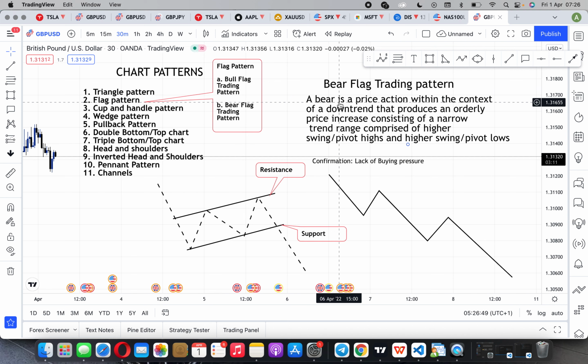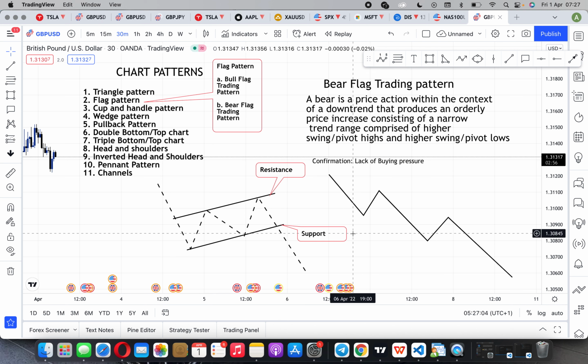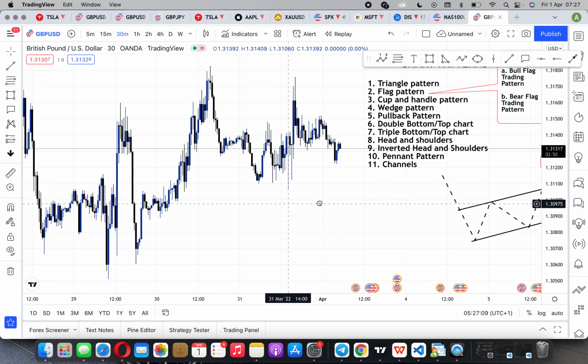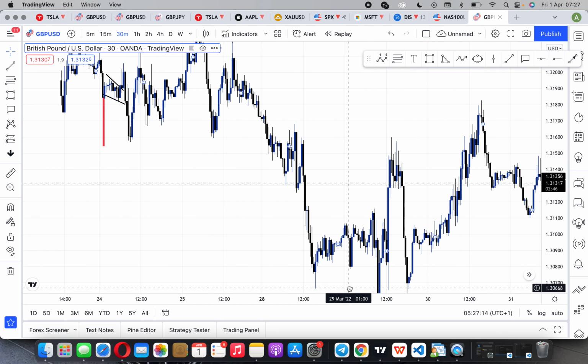It says a bear flag is a price action within the context of a downtrend that produces an orderly price increase consisting of a narrow trend range comprised of higher swing pivot highs and higher swing pivot lows. So this is just what I've explained to you now. Let's go and look at our charts and bring this in, because that's what I would like us to do.